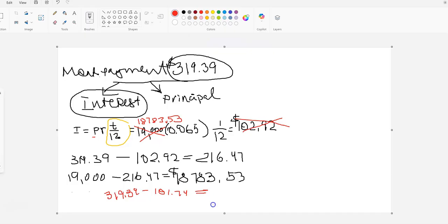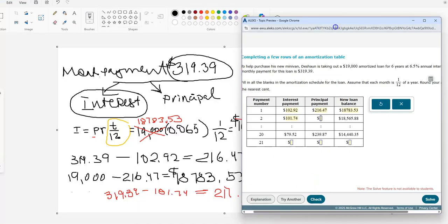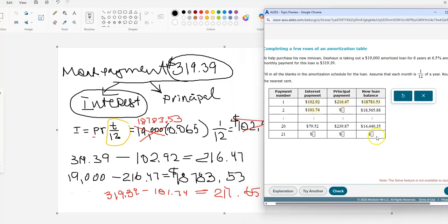So let's see what it is. $319.39 subtract 101.74. That will be 217.65. In the previous month, as you can see, we paid 217.47. So our principal payment grows, and that means that we started paying the loan faster. So let me enter this number, 217.65. Now, what is the new balance?